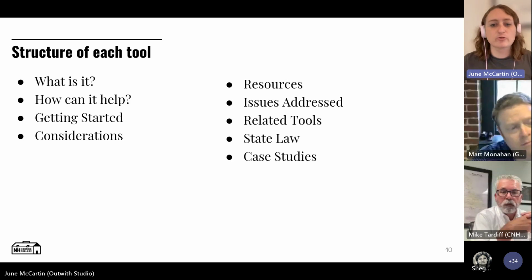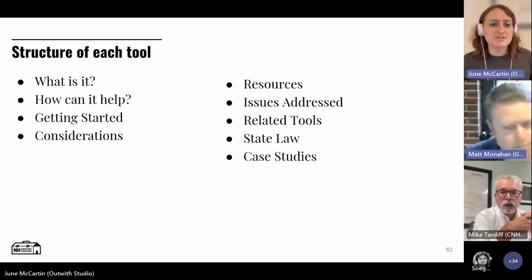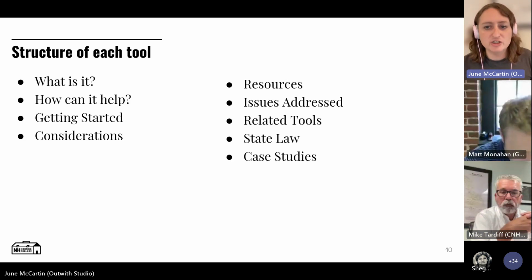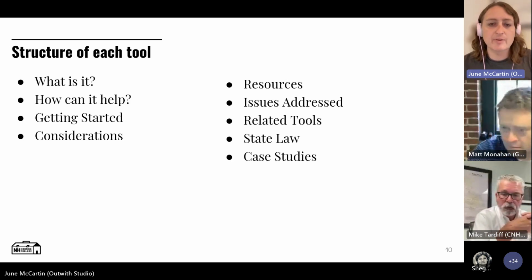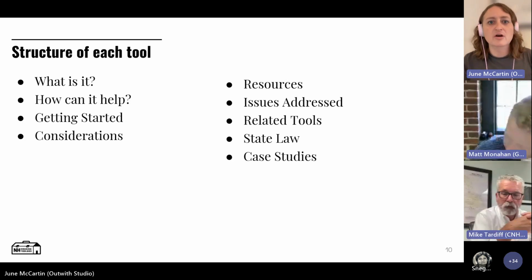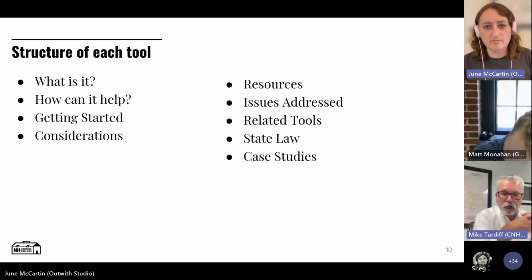For each tool, we just go through a repeated structure. This isn't how we're going to format the overview today, but just so you know, we answer those questions. What is it? How can it help? Getting started, which is your implementation map, and then considerations, which are pieces of nuance or important things you might have to think about as you transform this from a general policy into a local policy. A list of resources from outside this toolbox.